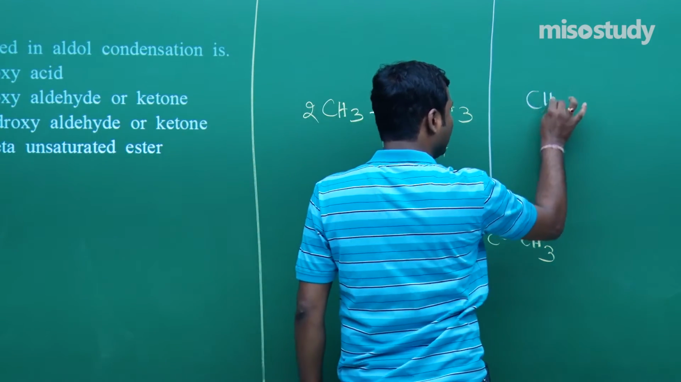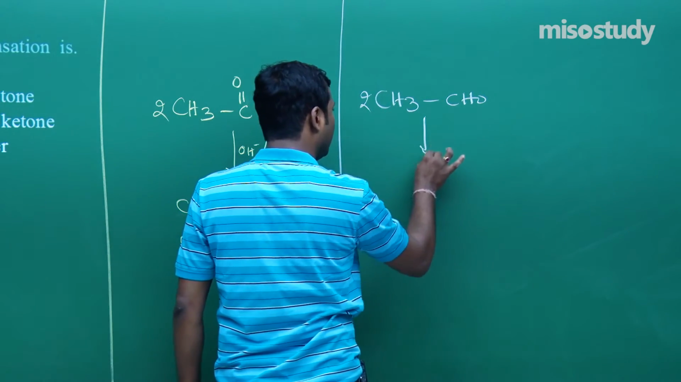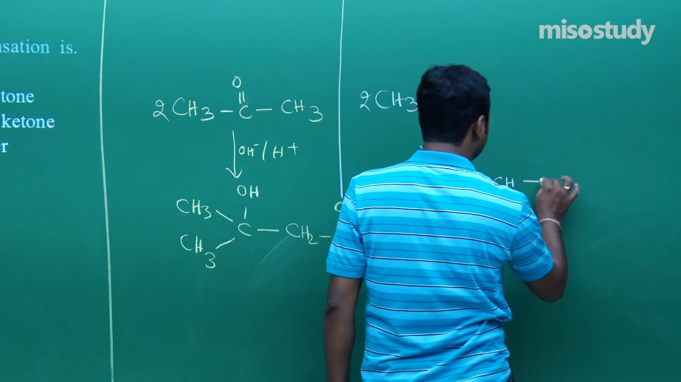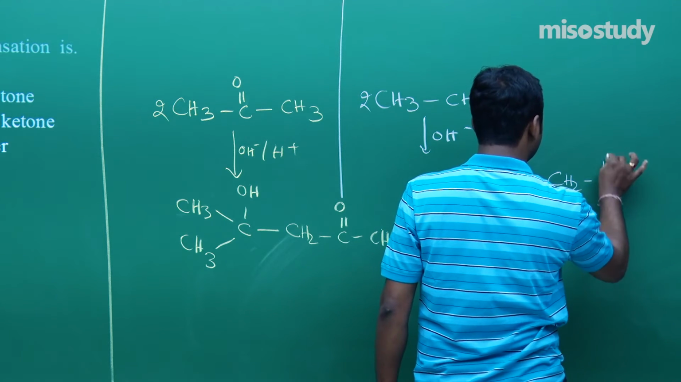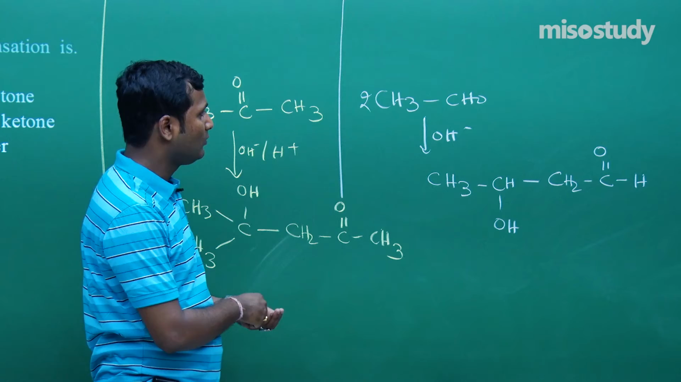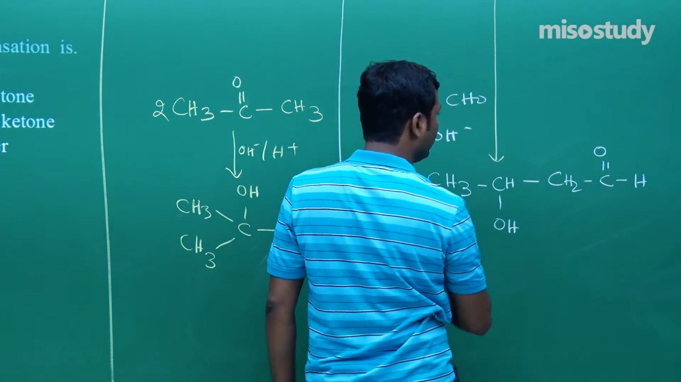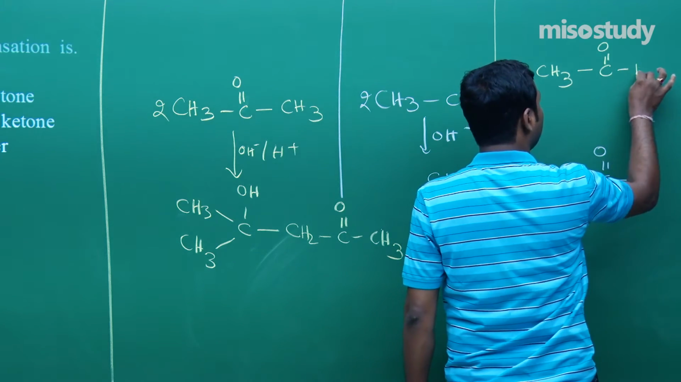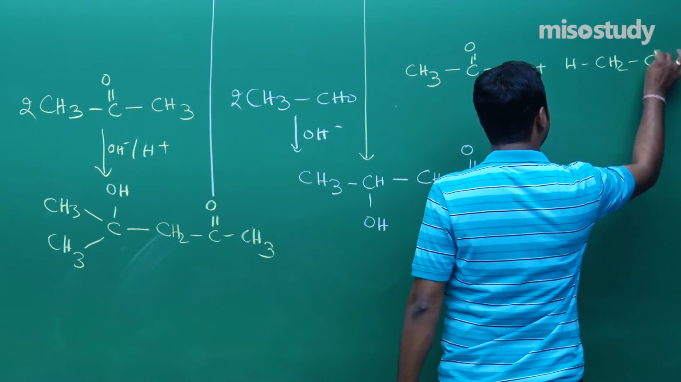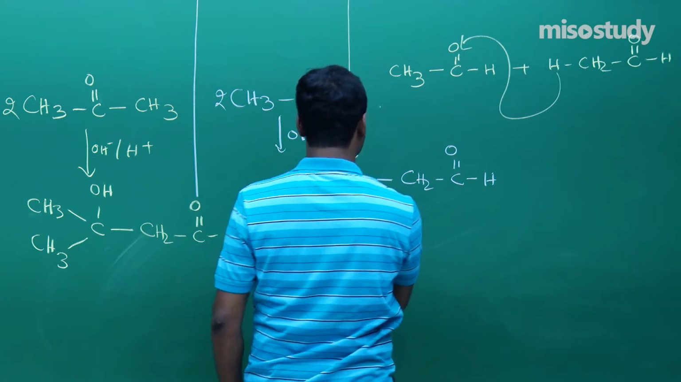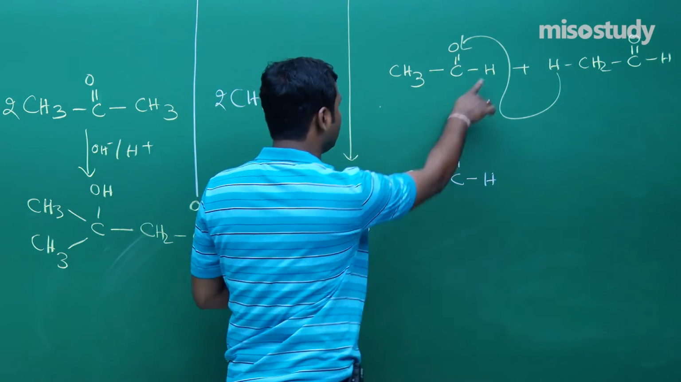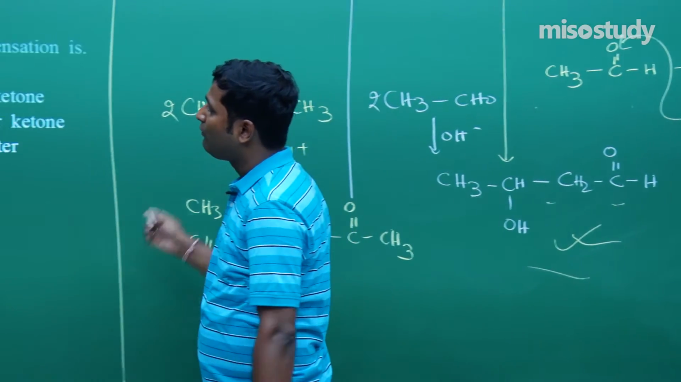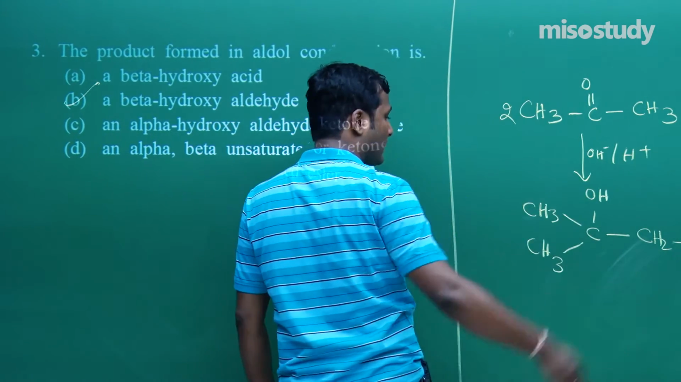If I talk about aldehyde, CH3CHO, then what will happen in presence of a base? It gives you CH3, CH, OH, then CH2, then CHO. Clear to you? Wait for a moment. Yes, this is the perfect reaction. Again, I'm going to explain. I think in my last observation I have written the wrong one. In case of aldehyde, look at CH3CHO, double bond O, here is H, then CH2, then C double bond O H. This will come here, it forms CH3CHOH, then CH2CHO comes here. This shows alpha and beta hydroxy aldehyde and ketone. So for this question, B is the correct option. Now this is the correct explanation, check it out.